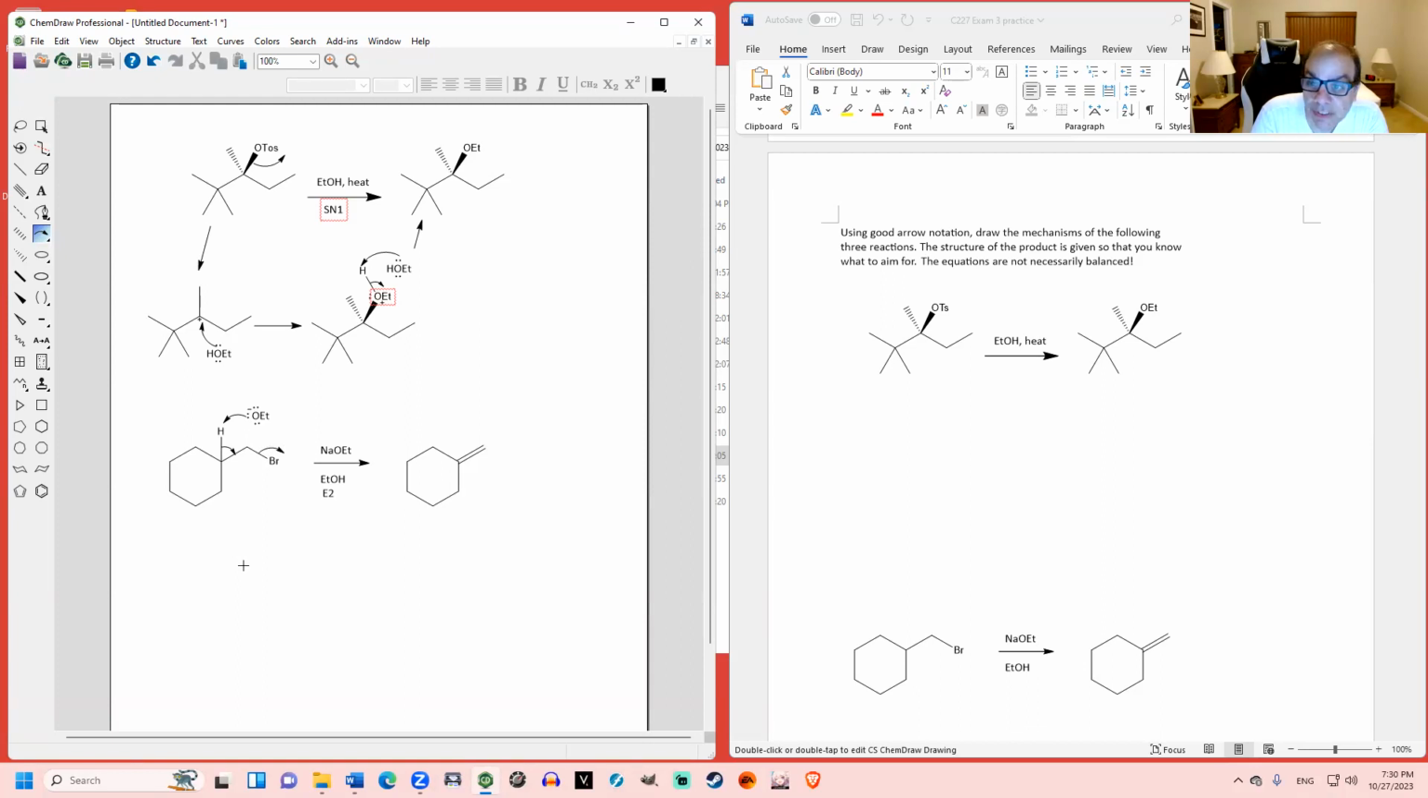So that's it. The E2 reaction and SN2 reaction have one step. Everything happens all at the same time. So if you try to show an E2 or SN2 reaction in multiple steps, it's wrong. It all happens in one step. And that answer would receive full credit.